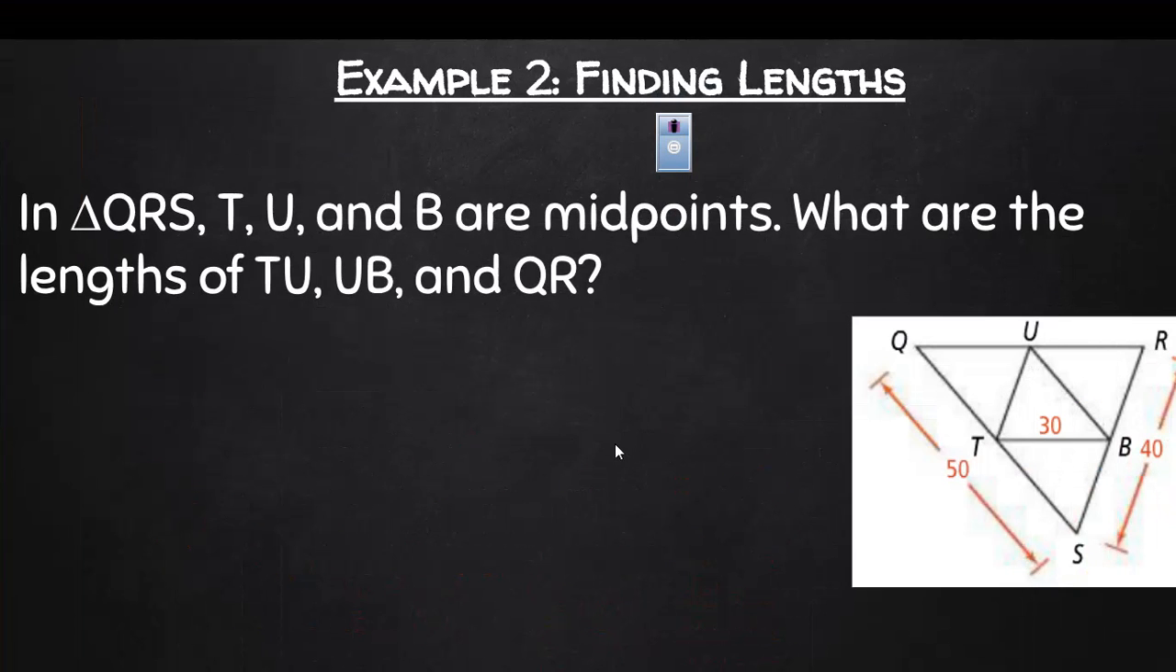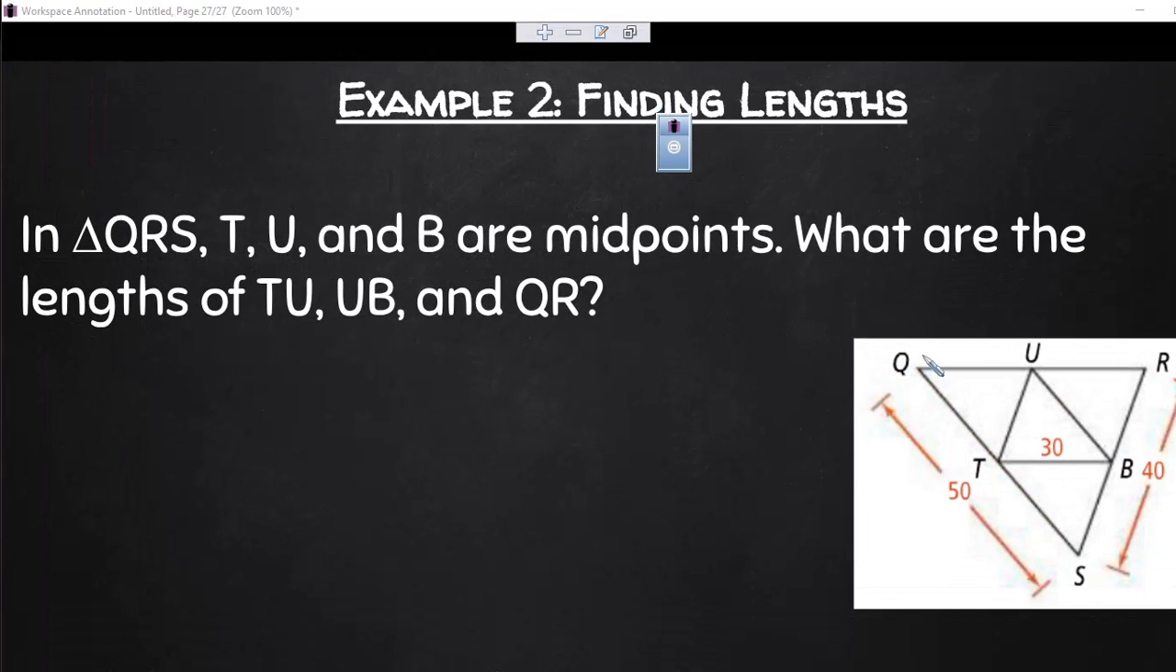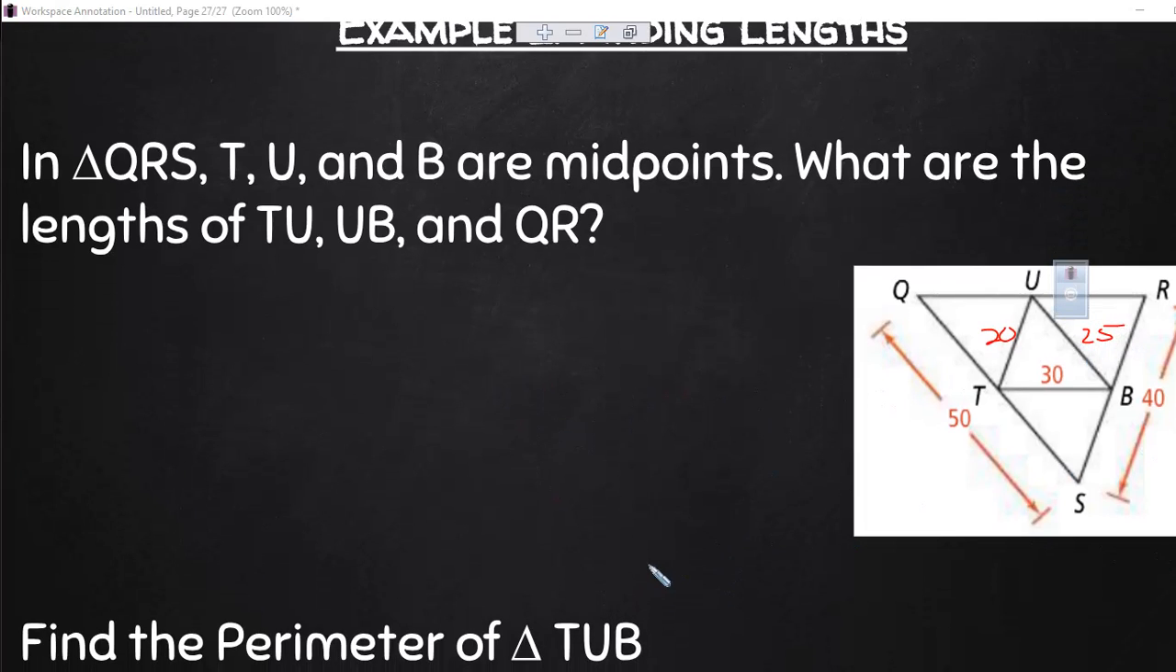Let's answer the second part of this. Find the perimeter of triangle TUB. So try and find this perimeter. Well, we wrote everything down. We should have that TU was 20 and that UB was 25. So the perimeter of triangle TUB would be to add up all the sides. So 20 plus 25 plus 30. So that's going to give us 45 plus 30 is going to give us 75.